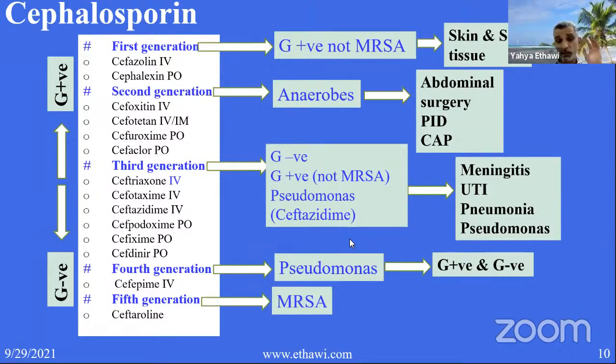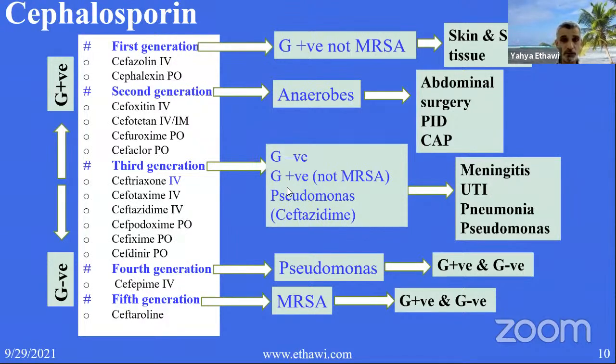The fifth generation, the difference is ceftaroline works against Pseudomonas, it covers gram-negative and gram-positive, but it also covers MRSA. And therefore, it's very good against MRSA if you are suspecting Staph aureus resistance.